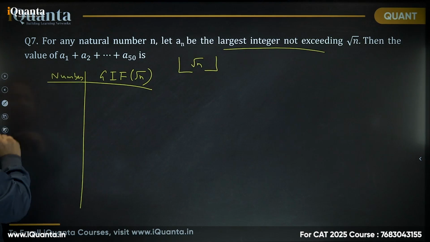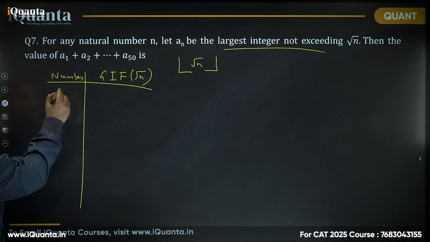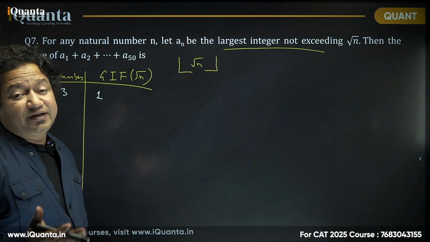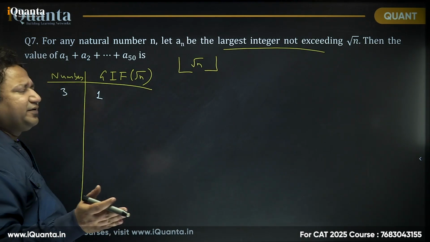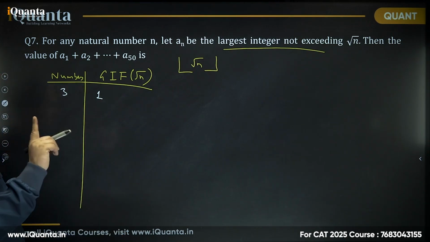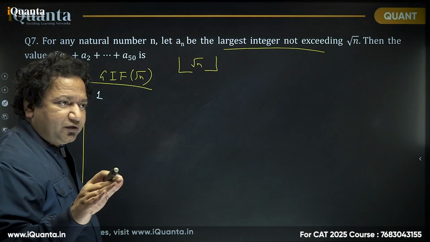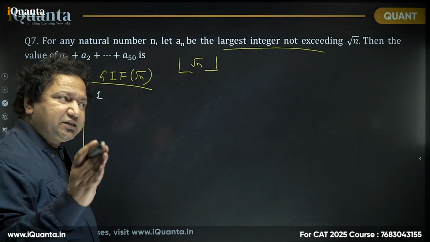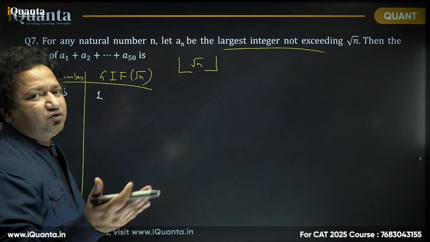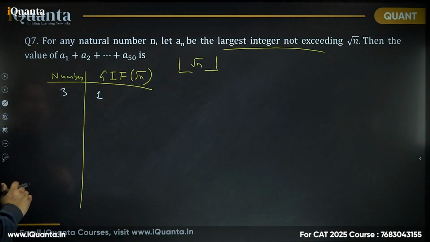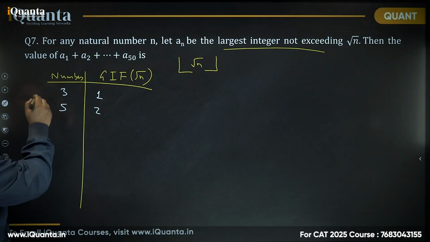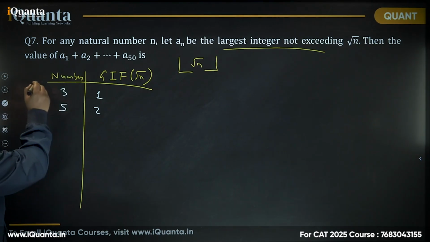So the numbers, the first 3 numbers, that is 1, 2, 3, their greatest integer function will be basically 1, right? That is from 1 to 3. At 4, the square root of 4 is 2, square root of 9 is 3. So from 4 to 8, the square root will be 2 point something. From 4 to 8, how many numbers do we have? We have 5 numbers like that, with 2 each.